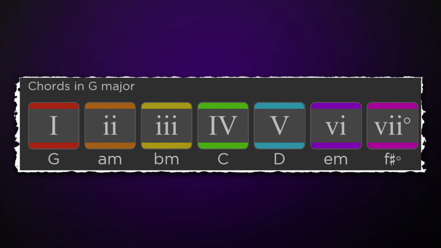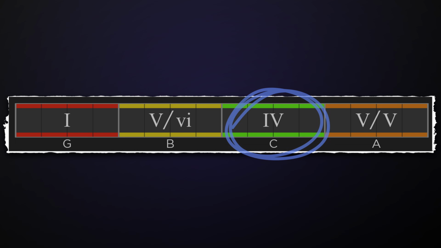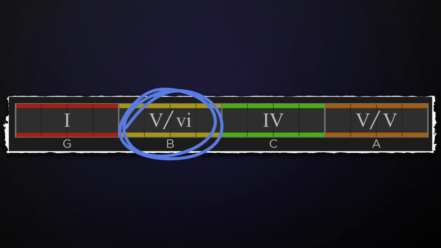1 G major, 2 A minor, 3 B minor, 4 C major, 5 D major, 6 E minor and 7 F sharp diminished. Our progression starts nice and simple with the 1 chord G major, and the 4 chord C major in bar 3 is an obvious choice. But here's where it gets interesting. Instead of staying in our comfort zone, we jump to B major, which isn't naturally part of the key. Normally you'd expect a B minor, the 3 chord, but instead we're using B major.